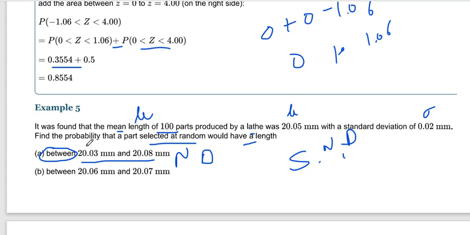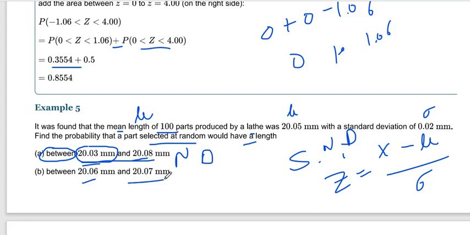Yes, because in the Z table we cannot find the value of 20 or 20.03 mm, so we have to convert that into a standard normal distribution. So what is the formula for converting? Z is equal to the normal random variable minus mu, upon sigma. Use this formula to convert the random variable to the standard random variable. After that we can use the Z table.